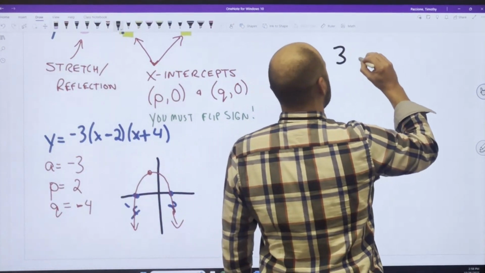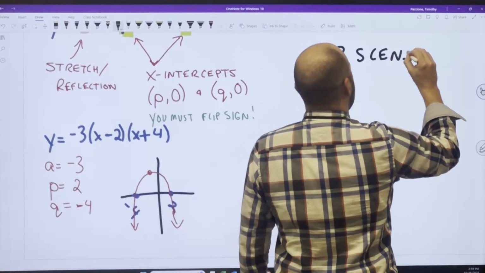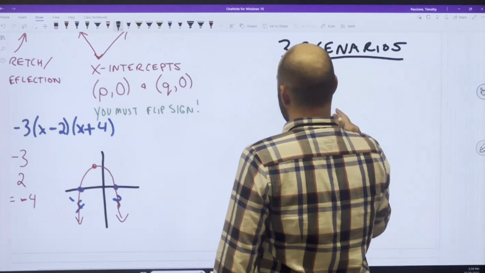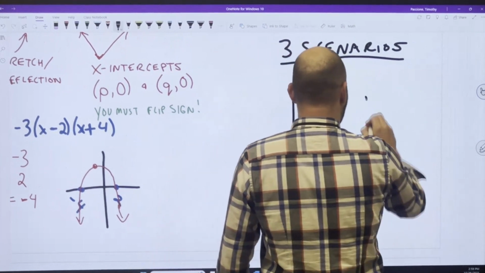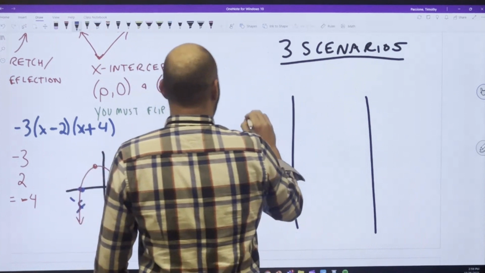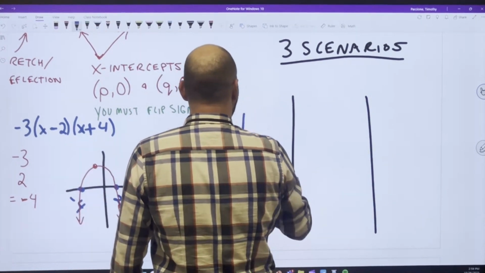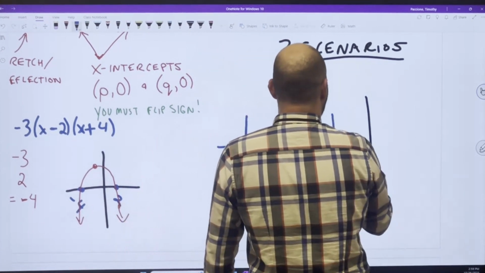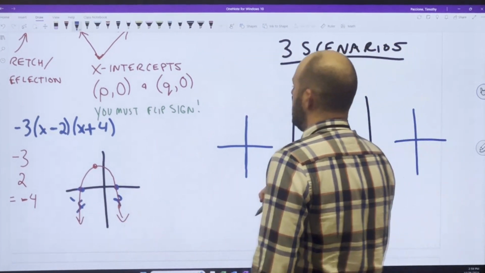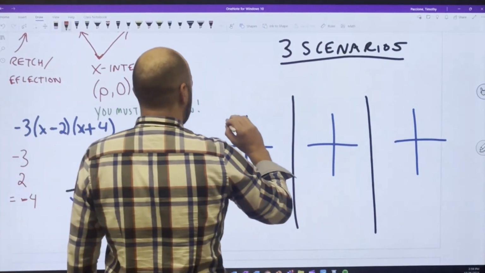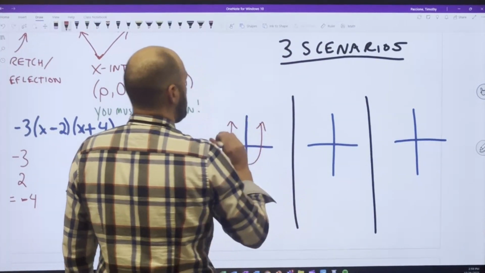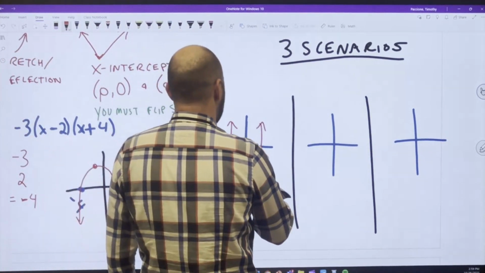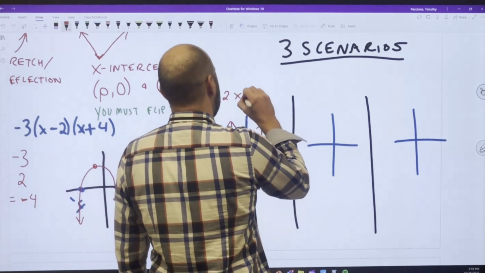We get 3 scenarios for x-intercepts. Our first scenario is the one that we are most often used to seeing, something like this. How many x-intercepts are there? 2. So that's your first scenario: 2 x-intercepts.